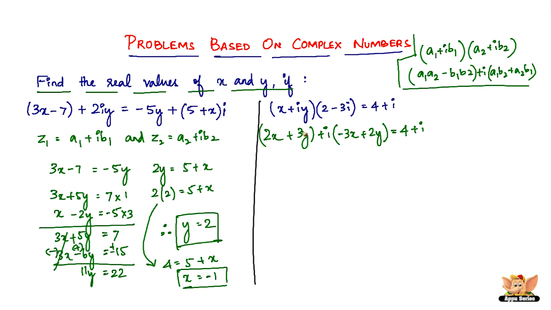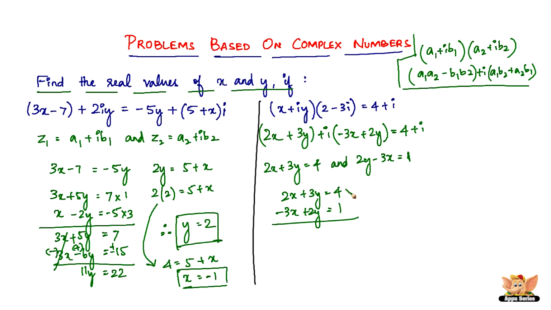So now this is of the form a + ib. We can stop at this and start to equate the real parts and the imaginary parts. The real parts are 2x + 3y = 4, and the imaginary part is 2y − 3x = 1, because i is multiplied with 1. It's just 1i, so it's just 1 there. So now solve this. You have 2x + 3y = 4 and −3x + 2y = 1.